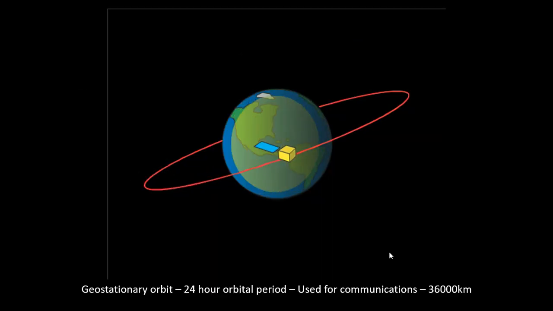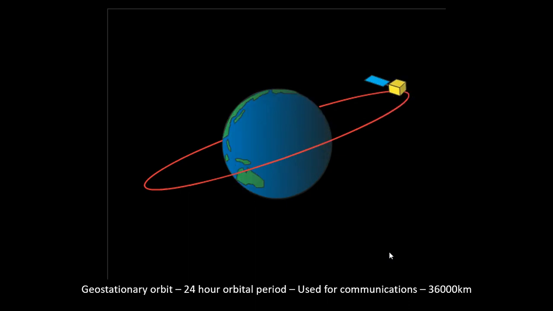Okay, so the first orbit we're going to talk about, a type of orbit around the Earth, is called a geostationary orbit. Now, if a satellite is in a geostationary orbit, it's taking 24 hours to complete that orbit. Now, that is the same amount of time it takes for the Earth to spin once on its axis. So that means that a satellite in geostationary orbit spins at the same rate as the Earth.